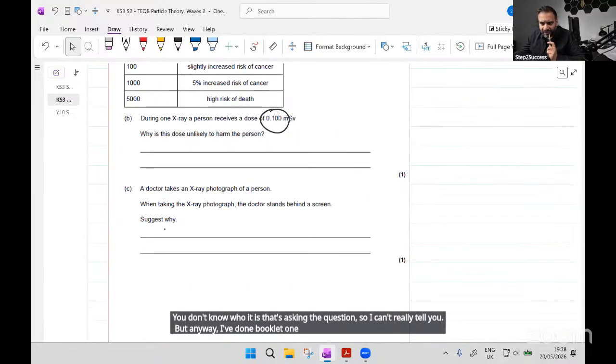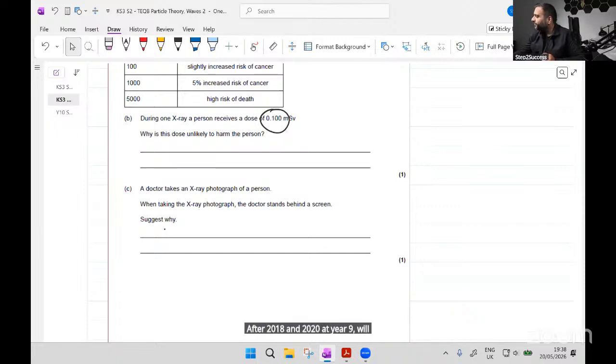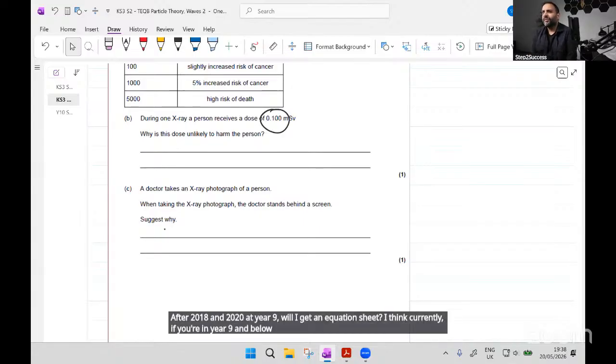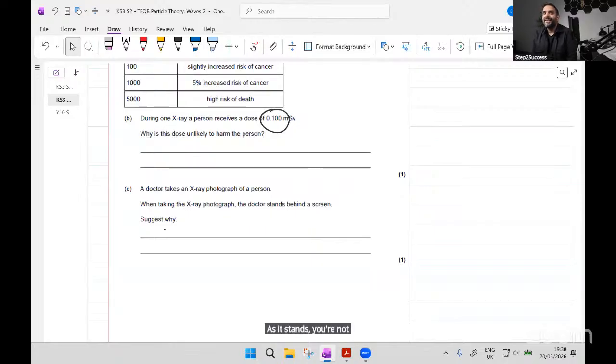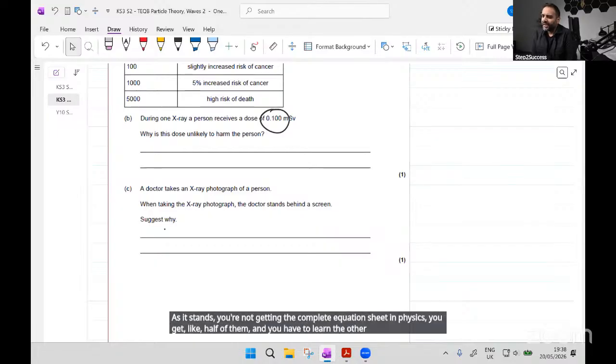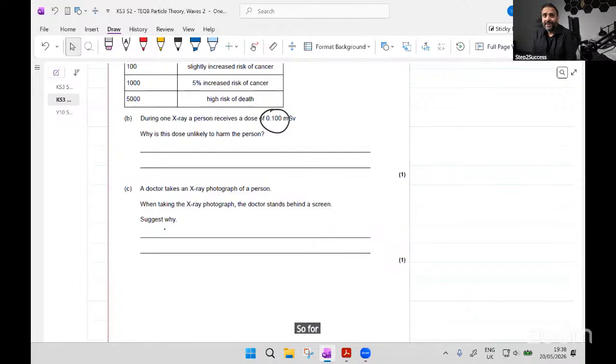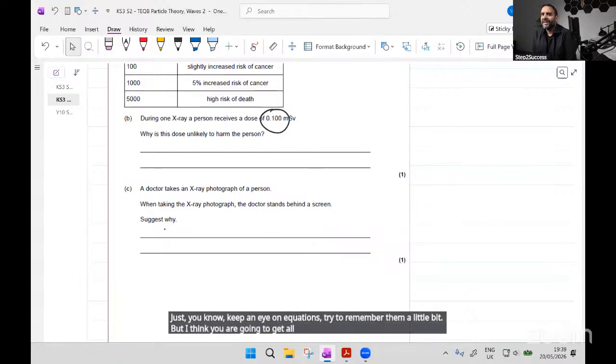Any other questions? I said to my GC in 2020, I'm year 9. Will I get an equation sheet? I think currently, if you're in year 9 and below, as it stands, you're not getting the complete equation sheet in physics. You get like half of them and you have to learn the other half. But I think that's going to change. So for now, to be safe, just keep an eye on equations, try to remember them a little bit. But I think you're going to get all of the equations as everybody else has for the past few years. The intention was to change it back, but I think that's not happening.